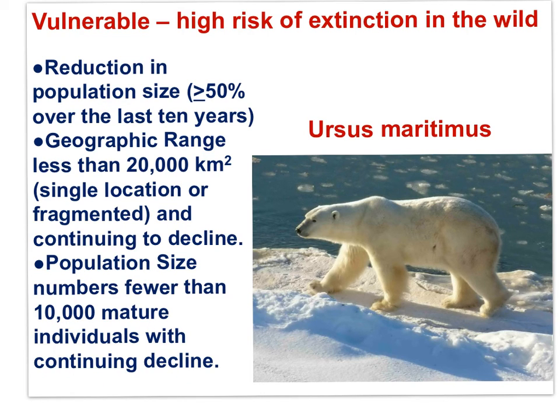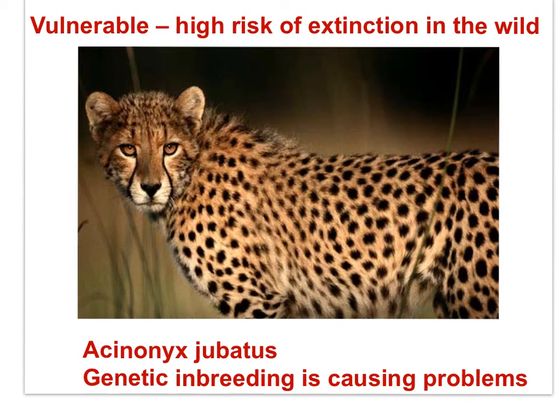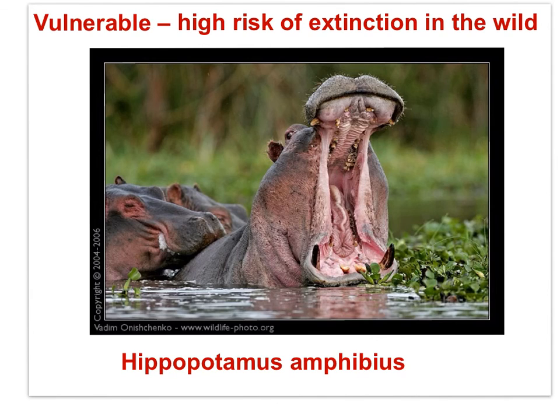The polar bear is classified as vulnerable on the IUCN Red List. The African elephant is classified as vulnerable on the Red List. You can see the extent of its current range in red as compared to its earlier range in purple. The cheetah is classified as vulnerable on the IUCN Red List. Genetic inbreeding has resulted in hereditary difficulties for the cheetah populations of Africa. The hippopotamus is classified as vulnerable on the IUCN Red List.